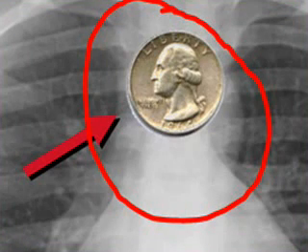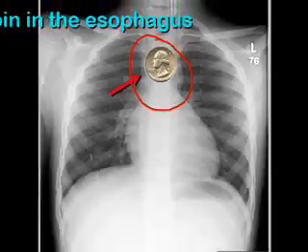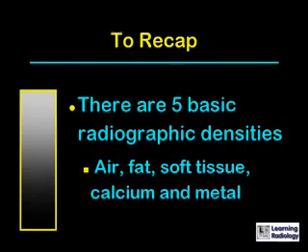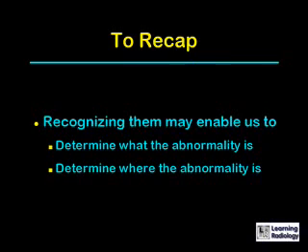So if you correctly identified that it was metallic density, you were using the 5 basic radiographic densities. To recap, they are air, fat, soft tissue, calcium, and metal. And by knowing them, we can recognize what an abnormality is frequently and determine where the abnormality is.